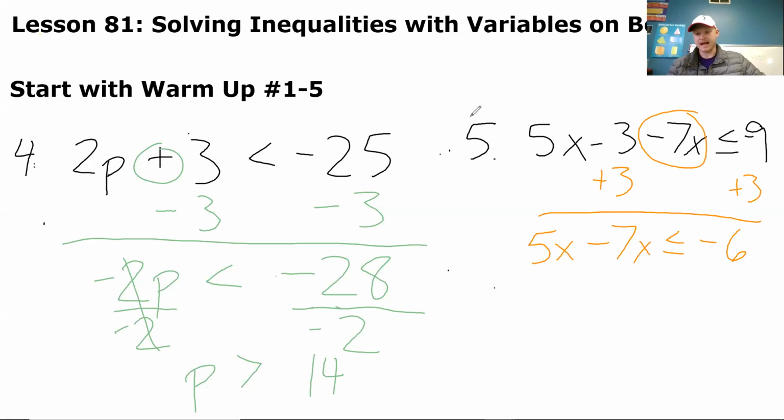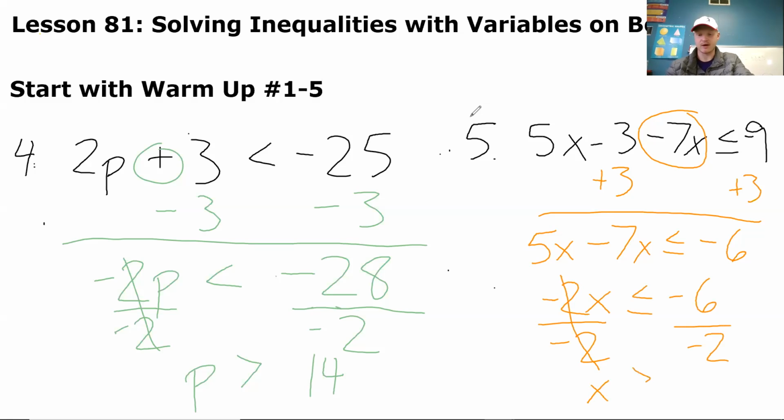Okay, so now we have to add like terms. So we have 5x minus 7x is going to be negative 2x is less than or equal to negative 6. Divide by negative 2 to both sides. This is where we have that sign flip because we're dividing by a negative number. We are left with x is now greater than or equal to positive 3. That's our answer. So that's where we have the sign flip there.